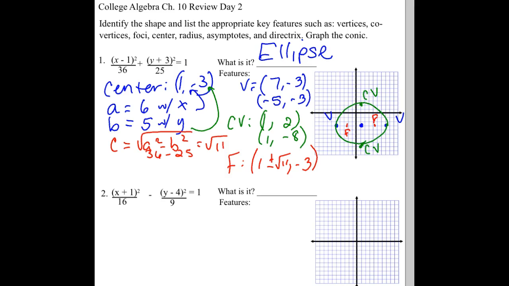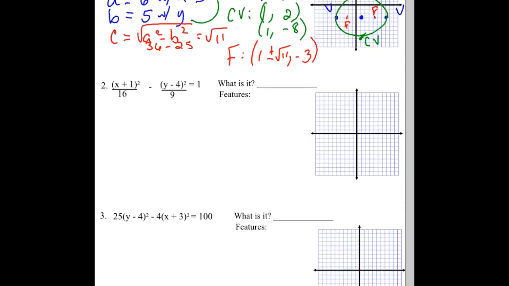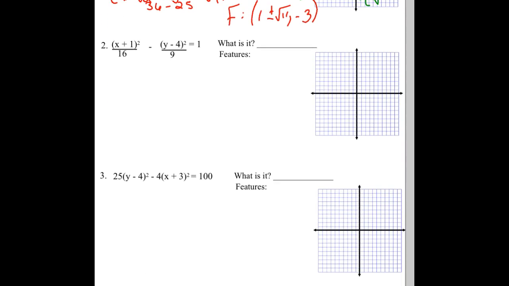Okay, let's move on to the next one. What shape is our next one? How do we know it's a hyperbola? The minus sign in between. Okay, we've got it equal to 1. There's a minus sign. Hyperbola.